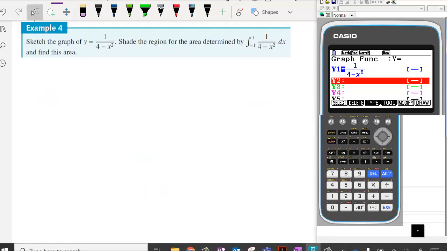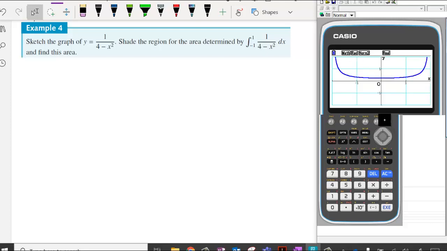Okay, in this next example, we're looking at trying to sketch the graph of y is equal to 1 on 4 take x squared. Now don't mistake this for 4 plus x squared. The integral of this cannot be an arctan function, so that means that we're going to have to break this one up using our process of partial fractions.